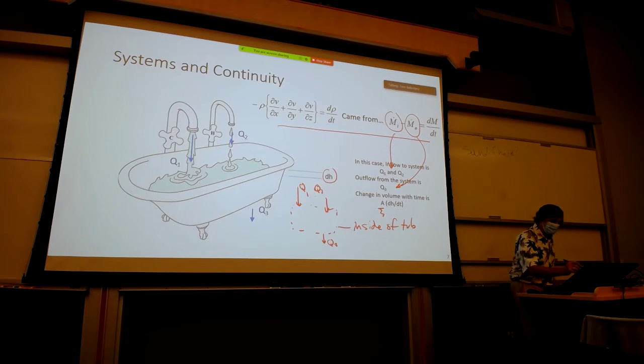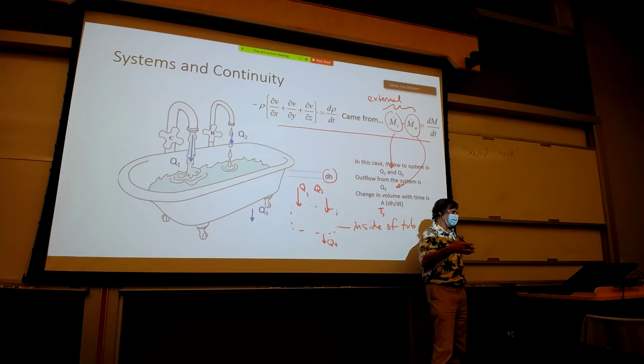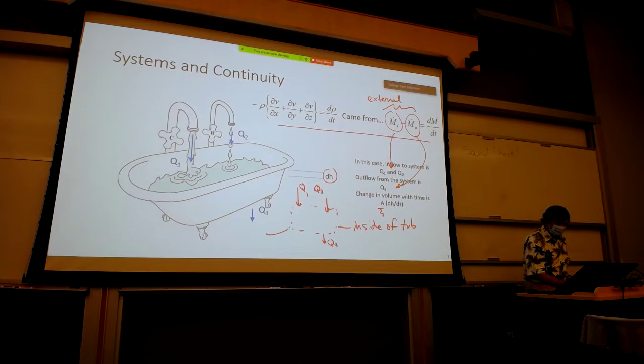And what we see is when you look at the externalities, the sum of all externalities, what are the externalities? The fluxes crossing the control volume boundary. So the inside of the tub we refer to as a control volume.